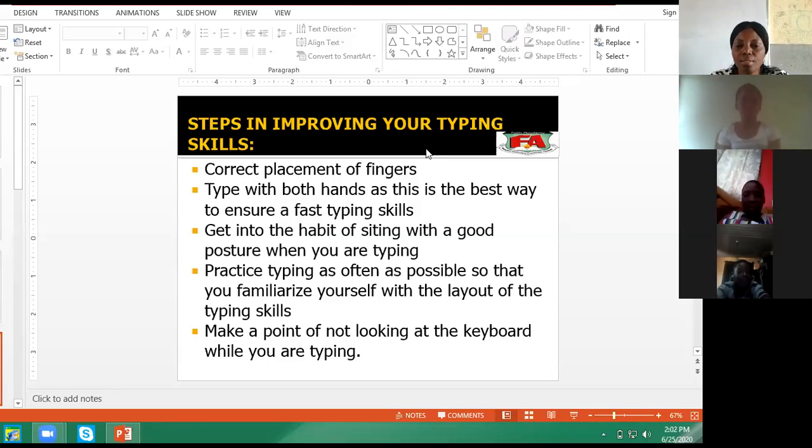Then lastly, make a point of not looking at the keyboard while you are typing. Okay? Don't look at the keyboard when you are typing, because let your fingers be doing the punching. Let your fingers be doing the movements. Okay? So let's move on.